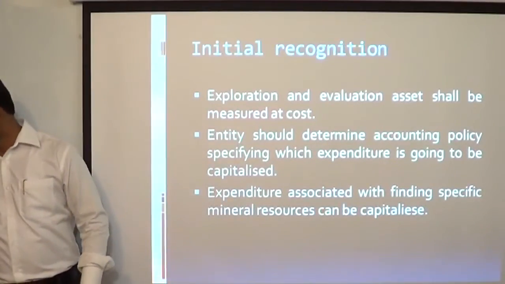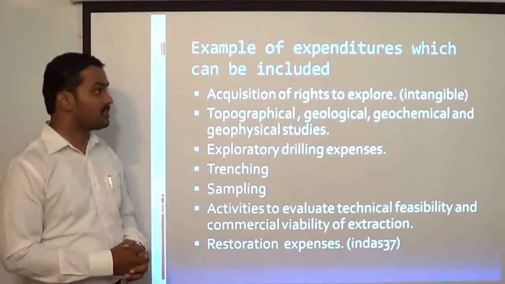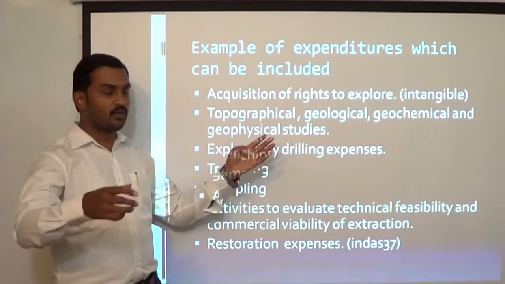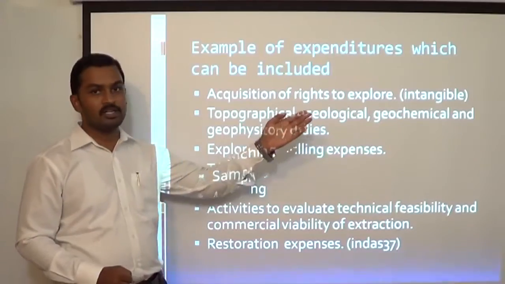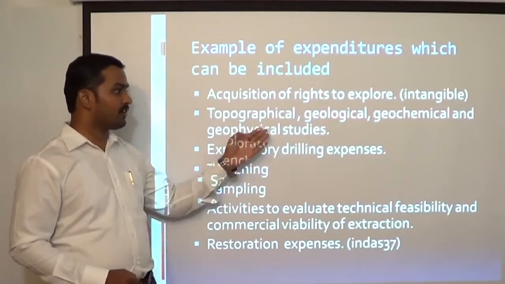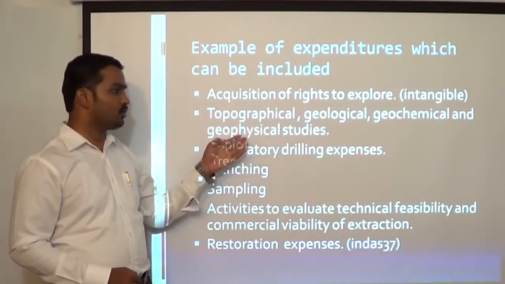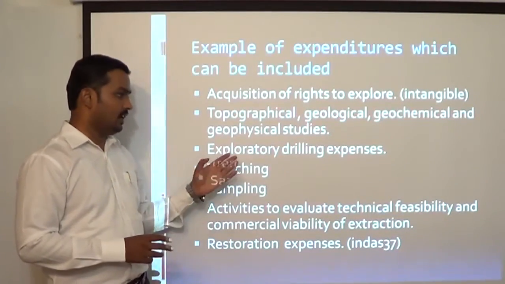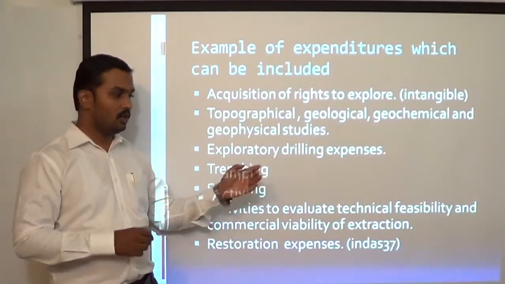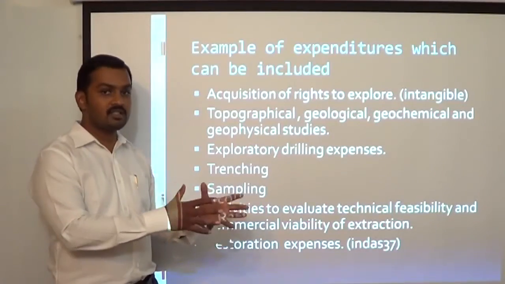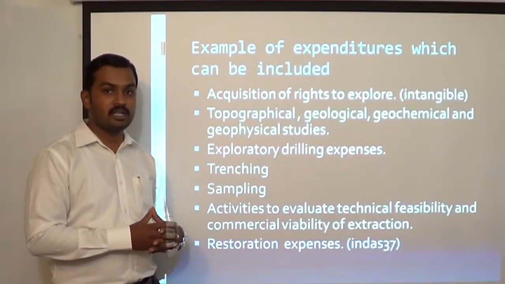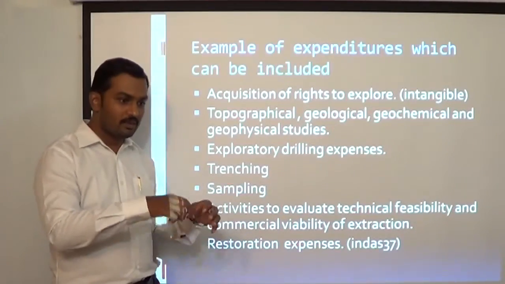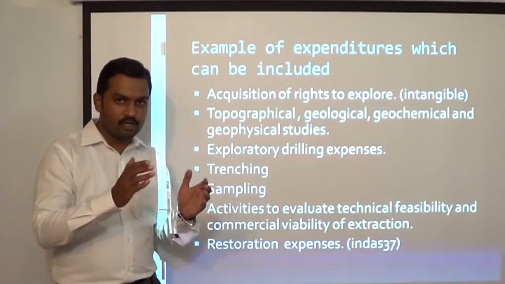Okay. Next, examples of expenditures which can be included: acquisition of rights to explore, the fees which you have paid to get that license. It is normally an intangible asset. Topographical, geological, geochemical and geophysical studies. You are spending some money on doing research studies. Exploratory drilling expenses. You are exploring the existence of mines, minerals, etc. So you are searching for them, and you are doing some exploratory digging.